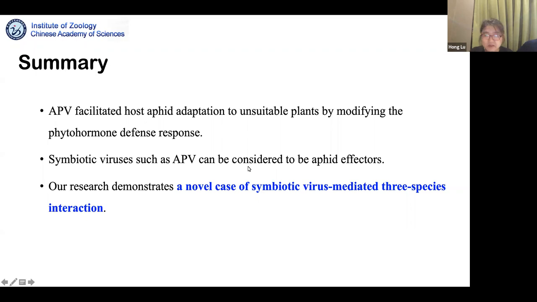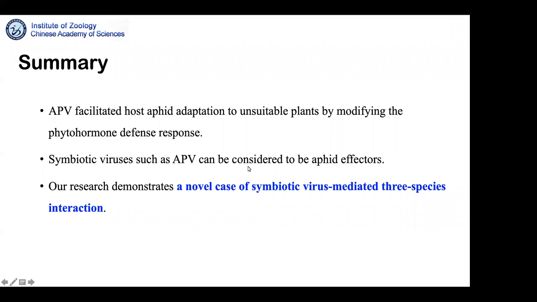The mechanism of this was unknown. And okay, so from your transcriptome assay of the APV-infected aphids on plants and the no-APV plants, have you compared these results for something changed, some genes upregulated, some maybe downregulated? Did you find some interesting genes maybe involved in this process?